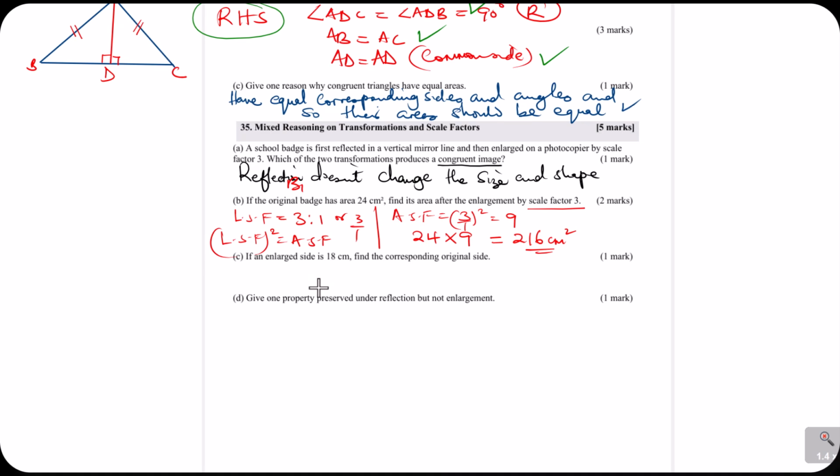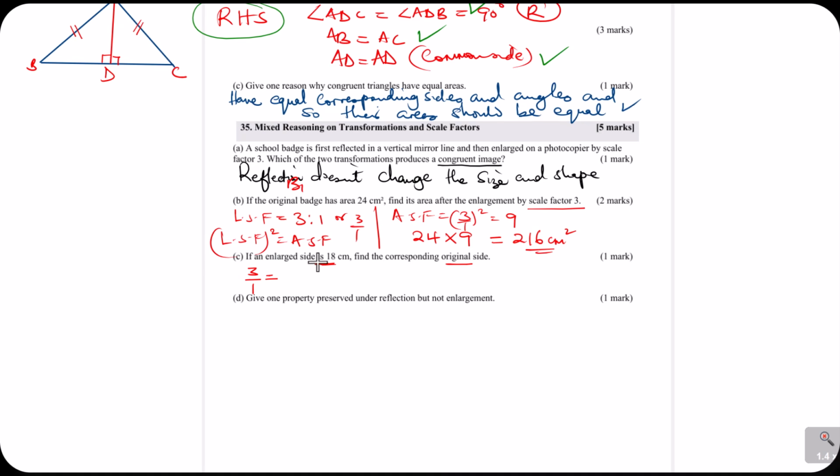Part C, if an enlarged side is 18 centimeters, find the corresponding original side. If the enlarged side is 18 centimeters, that means this is the image. So remember the linear scale factor was 3:1. In this case, I have used the image divided by the object. So 3 represents the image, 1 represents the object.